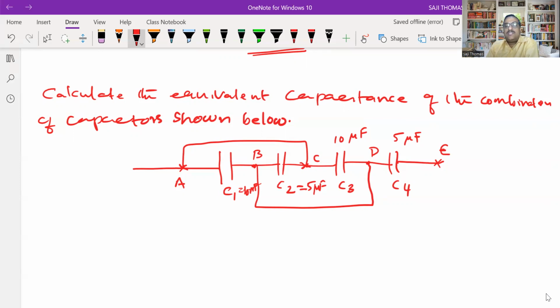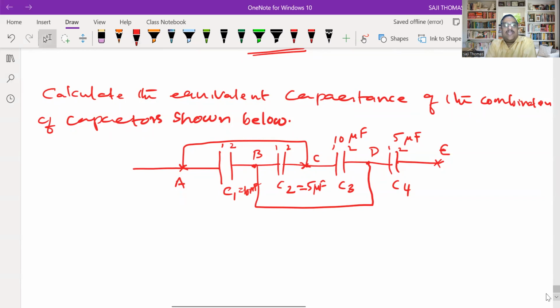Similarly, the points B and D are the same points, at the same potential. They are connected by a conducting wire. Now we can redraw the diagram. I am numbering the plates also for your easy understanding. First plate, second plate, first plate, second plate, first plate, second plate.